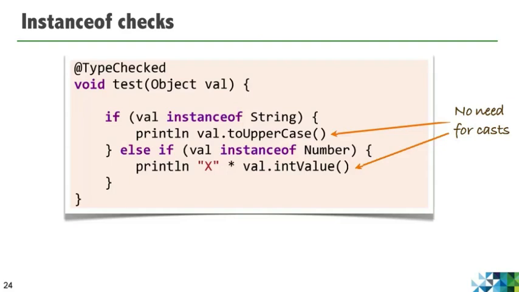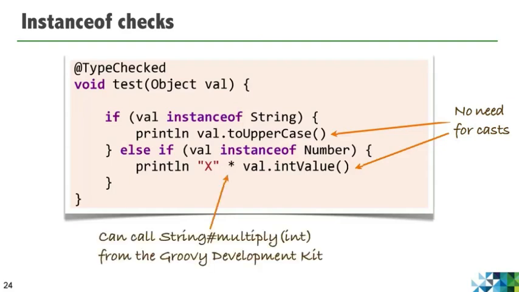Also, it's going to figure out again the Groovy development kit methods. So since it knows that val is a number, I can call intValue on it, and I can then also do the multiplication, which is a method from the Groovy development kit.